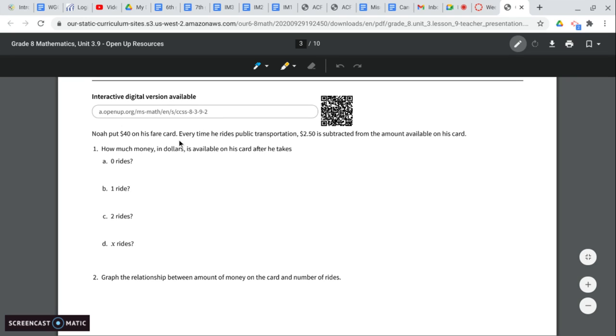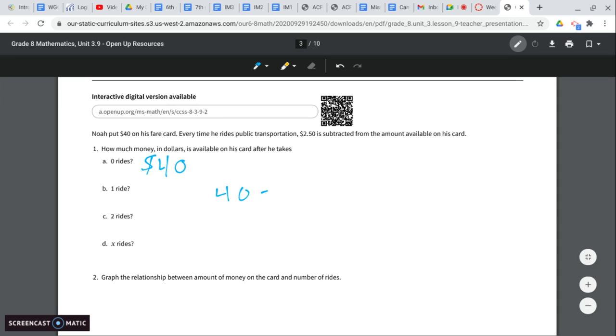So Noah put $40 on his fare card. Every time he rides public transportation, $2.50 is subtracted from the amount available on his card. How much money in dollars is available on his card after he takes 0 rides? Well, if he hasn't taken any rides, he's still going to have his $40.